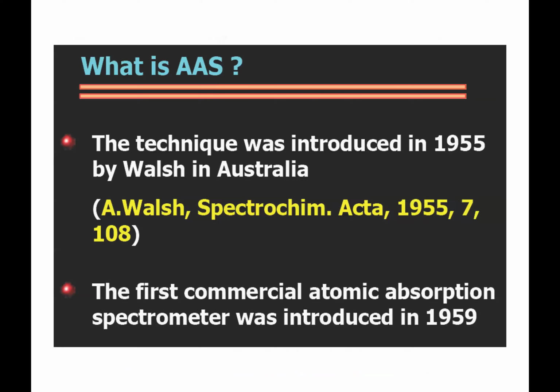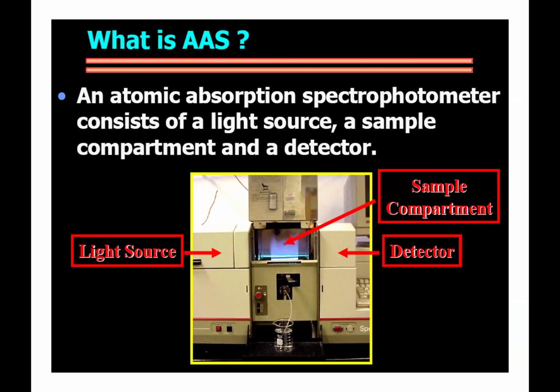Now, this technique was introduced in 1955 by Walsh in Australia. And the first commercial atomic absorption spectrometer was introduced in 1959, so 4 years later. And here it was. It did not have a PhD, okay? But he did a lot of good work. He was actually very, very good in instrumentation, thinking through the physics. And that's very fascinating for me, okay? And so that is important. Next, you see, this is the instrument, and you could go online and see the configuration has not changed.